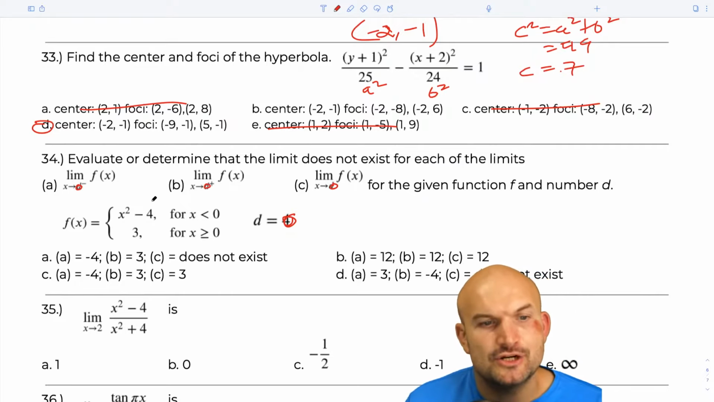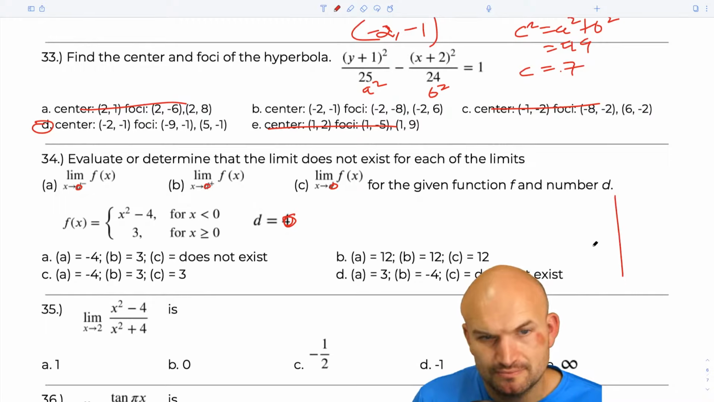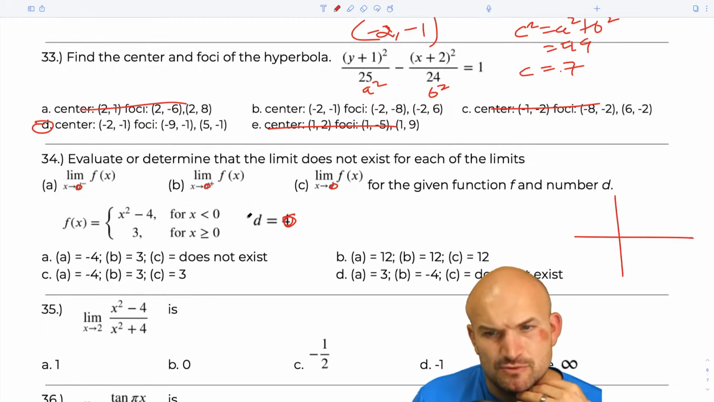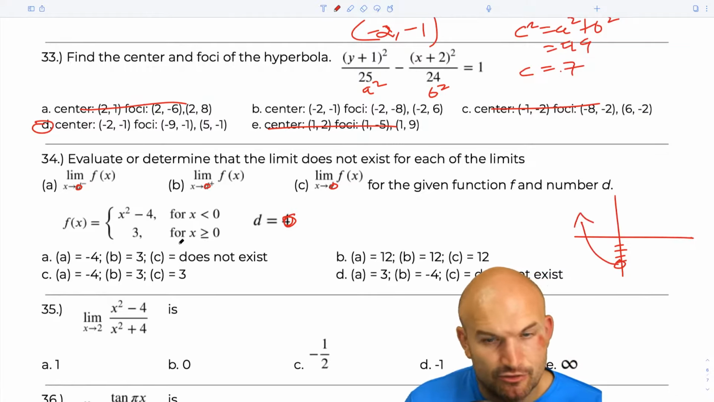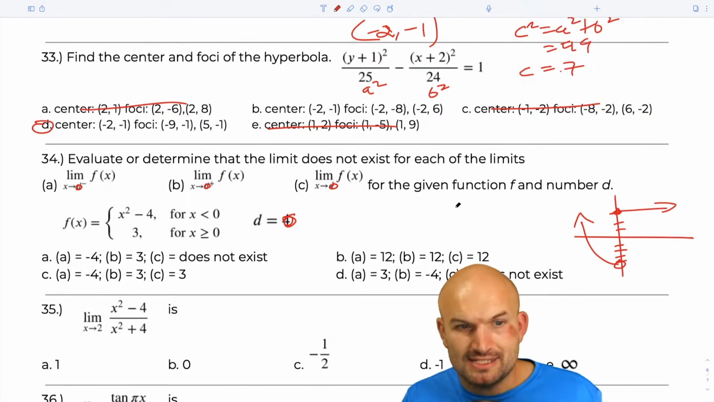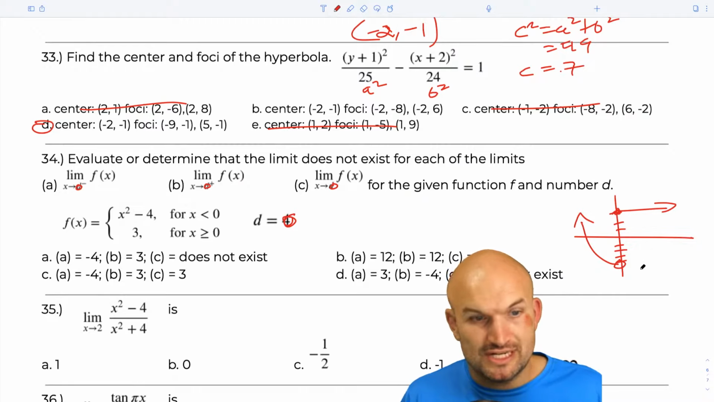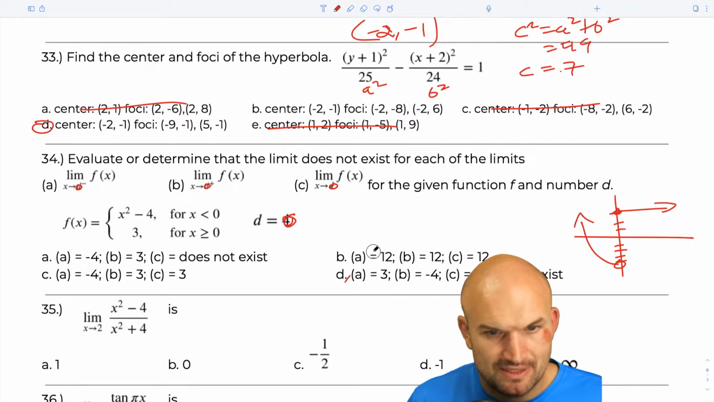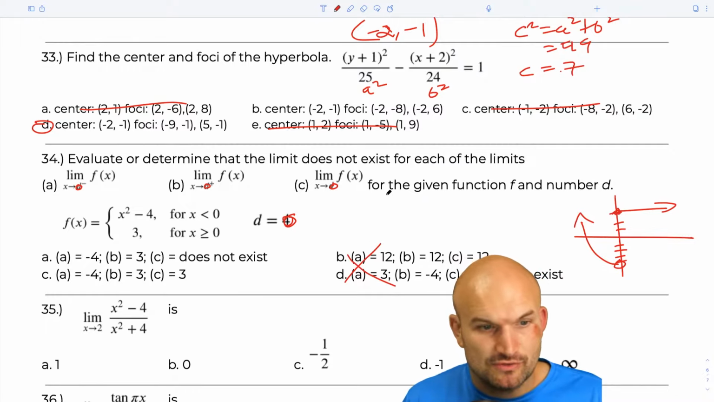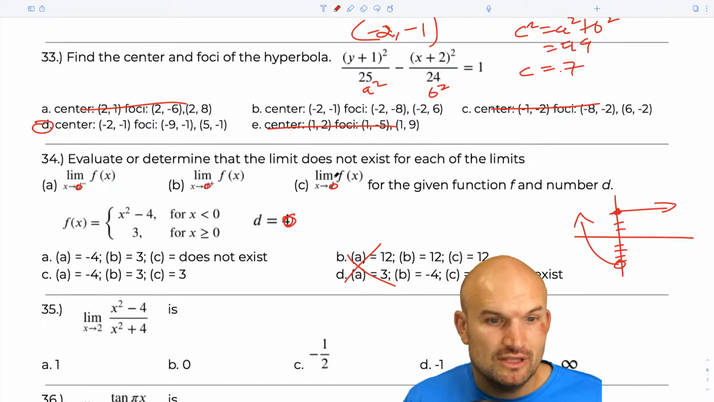So what is going on as x approaches 0 from the left? If you were to look at this graph, we have x squared minus 4. So 1, 2, 3, 4, and that's going to be an open circle. And then at 3, x is 1, 2, 3. So you can see from the left and from the right. From the left, the graph is approaching -4. That's good, right? So it can't be these two. From the right, it looks like it's approaching 3. Could be these two. But for the general limit, obviously these do not connect, so it does not exist. So the answer is A.